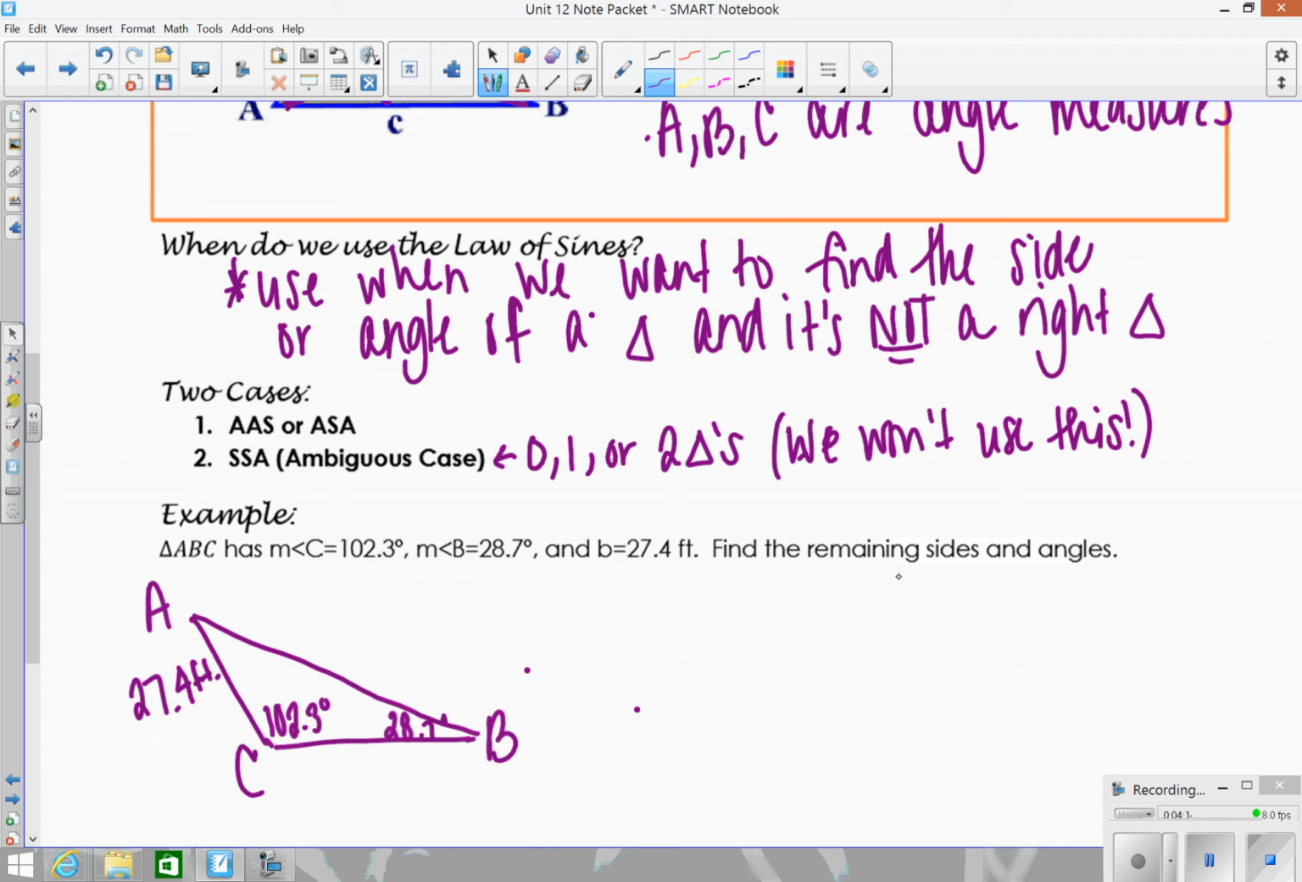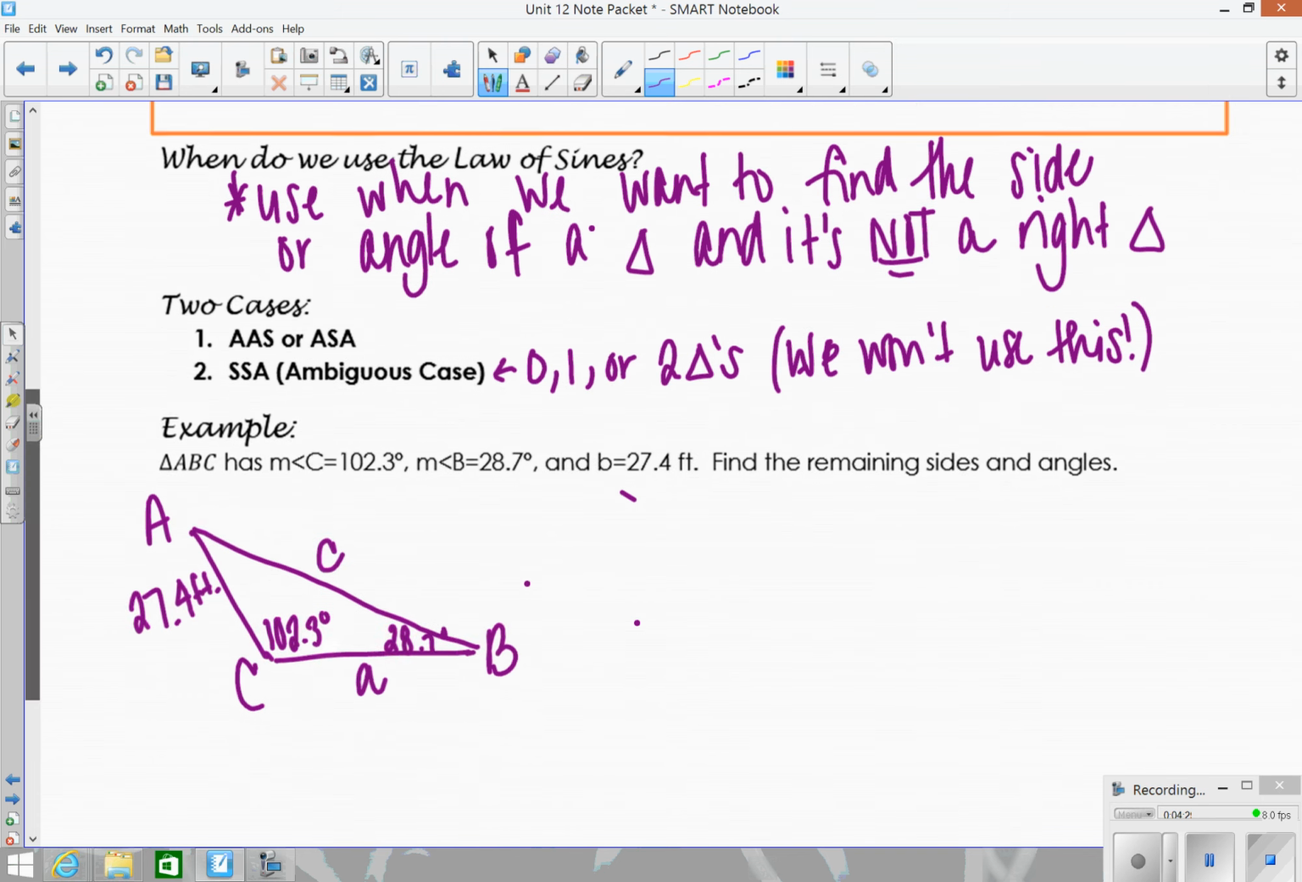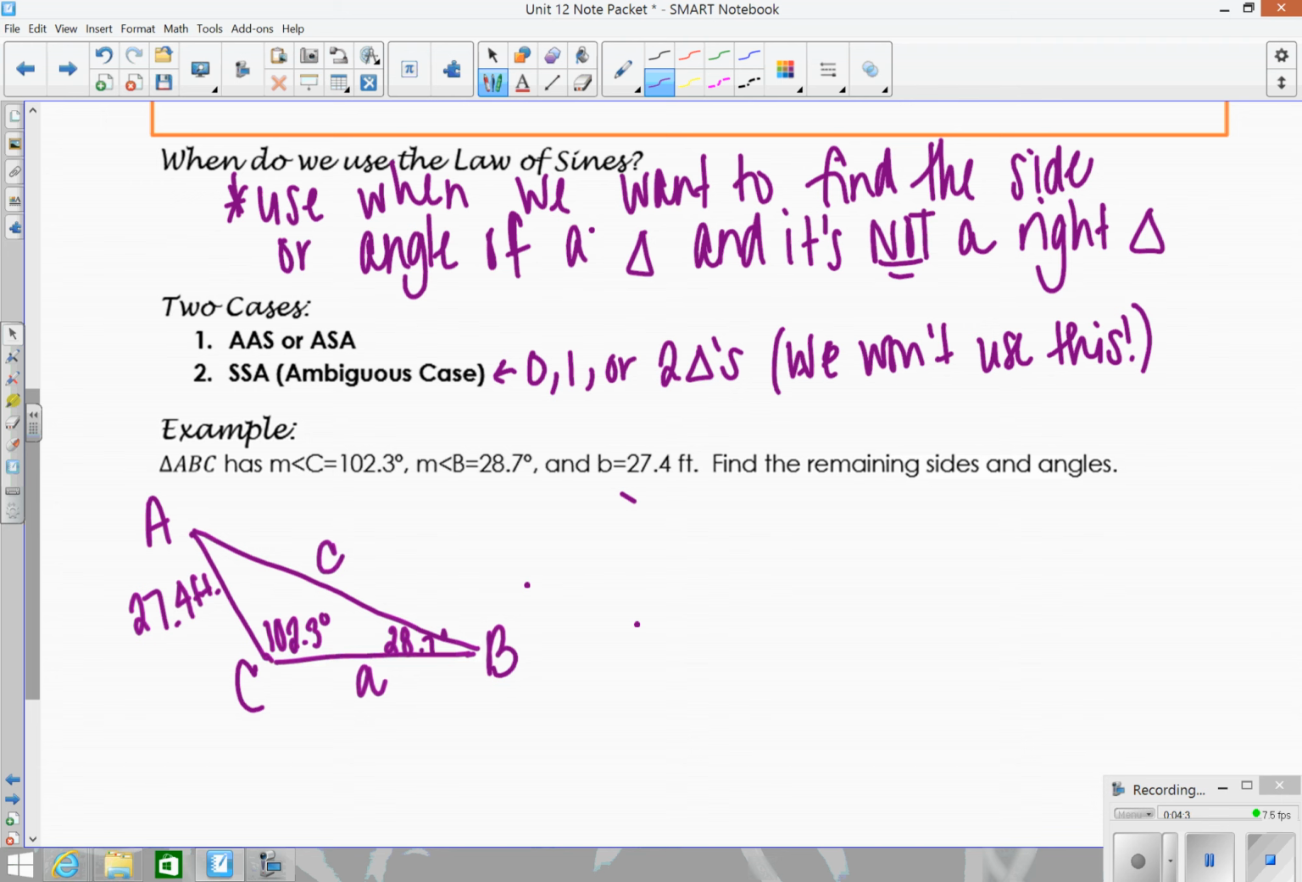We want to find the remaining sides and the remaining angles. Basically, I need to figure out capital A, or angle A. I need to figure out the side across from C, which is lowercase c. I need to figure out the side across from capital A, which is lowercase a. In order to do this, we are going to apply the law of sines. And in order to use the law of sines, you have to have one of these cases. Looking at what I'm given, angle, angle, side. So that's why the law of sines will apply.